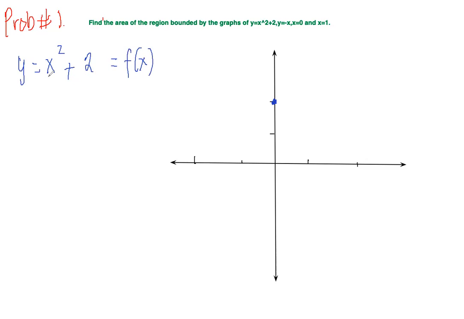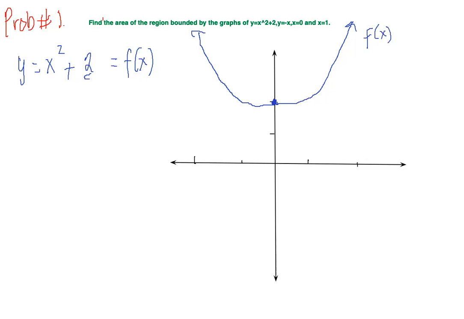Since this is a quadratic equation, the graph is a parabola that opens upward, where the vertex is at the point (0, 2), because of this. So let me just draw the parabola here. There we go. So this is our f of x.